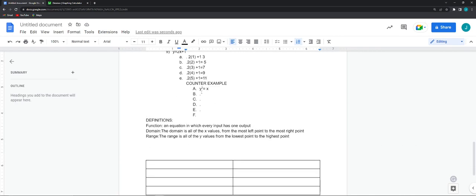Now a counterexample is y squared equals x. Let's say x was equal to 4, just for here. So that'd be 4 equals 4 squared. So that would equal 16. So it'd be 4 equals 16.